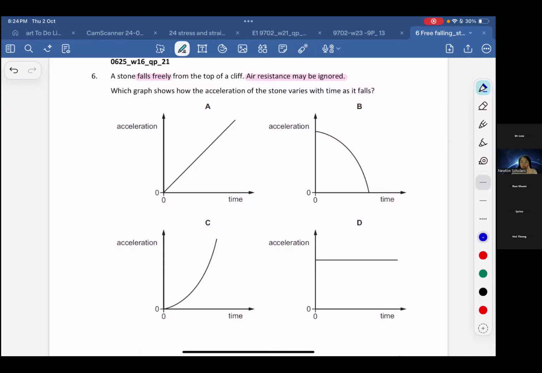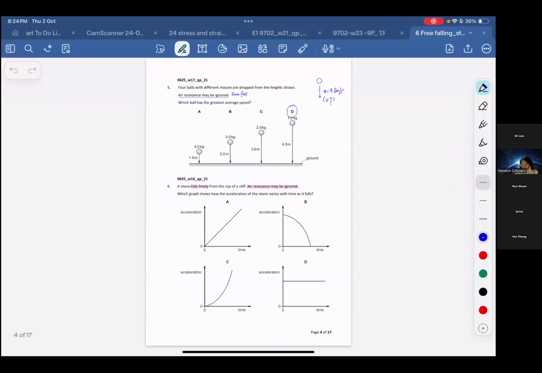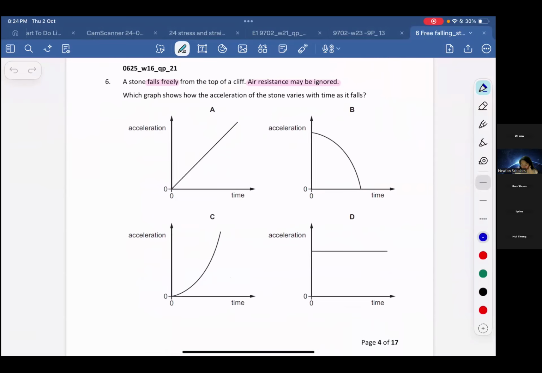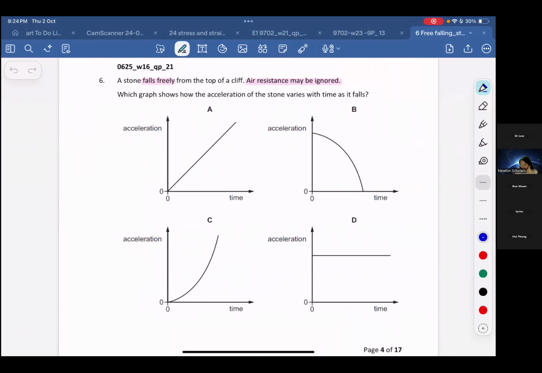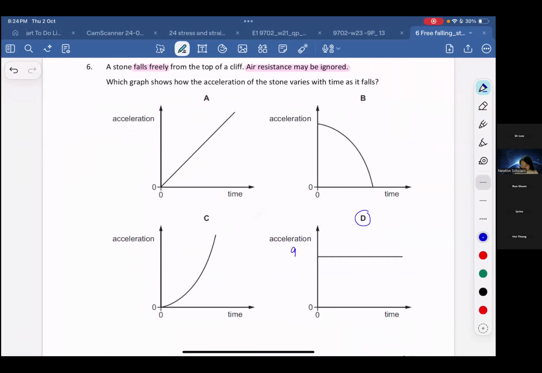Thank you, Megan. How about others? Hui-Tong, correct. Okay, boys and girls, the answer will be D. Constant acceleration, which is 9.8 meter per second square.